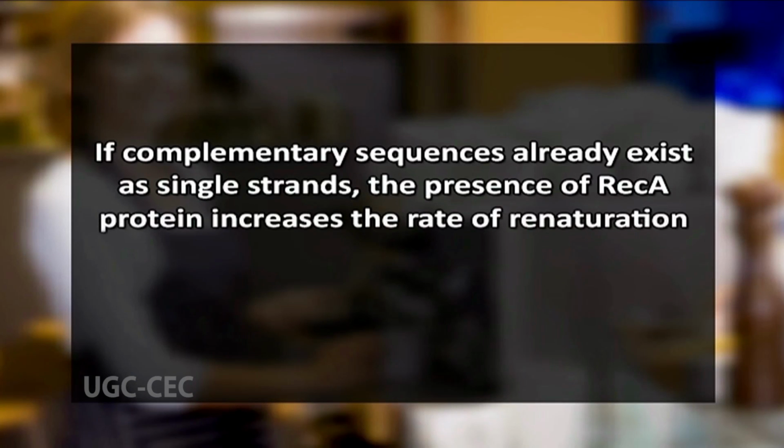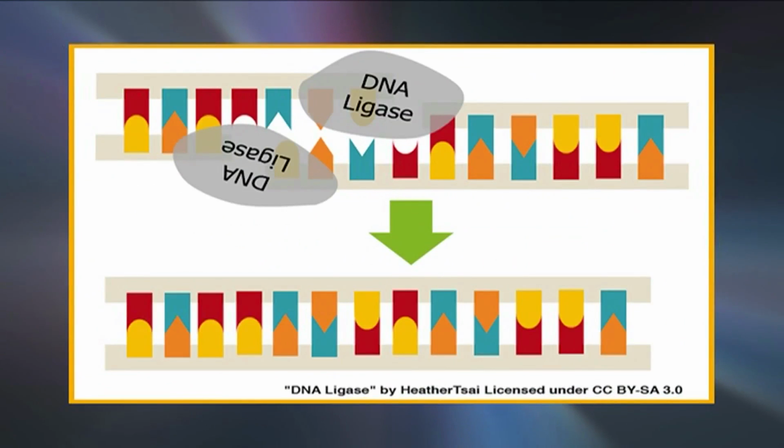The RecA protein mediates these exchanges by binding to the unpaired strand of DNA, aiding in the search for a homologous DNA sequence, and once a homologous double helix is found, promoting the replacement of one strand with the unpaired strand. If complementary sequences already exist as single strands, the presence of RecA protein increases the rate of renaturation by over 50-fold. The cleaved strands are then covalently joined in new combinations by DNA ligase.